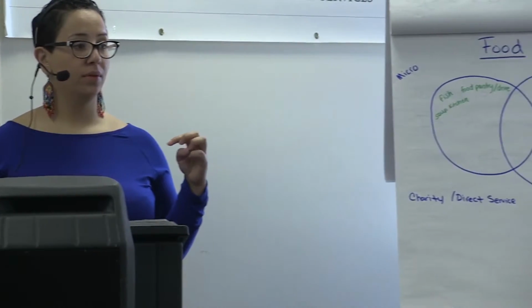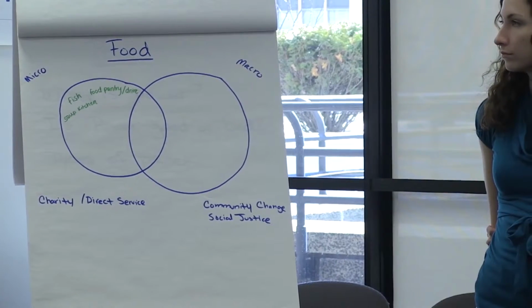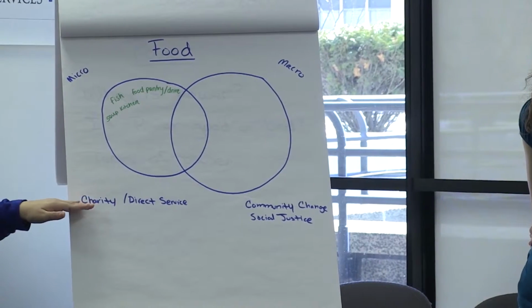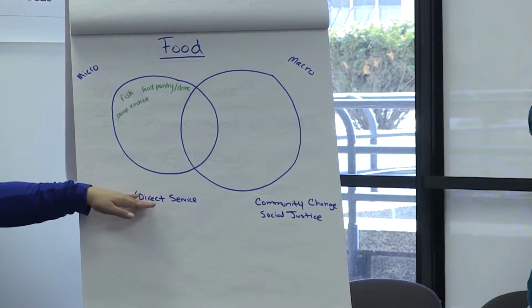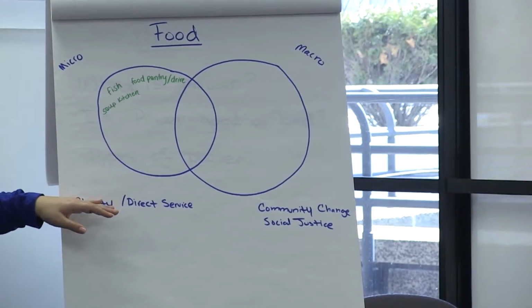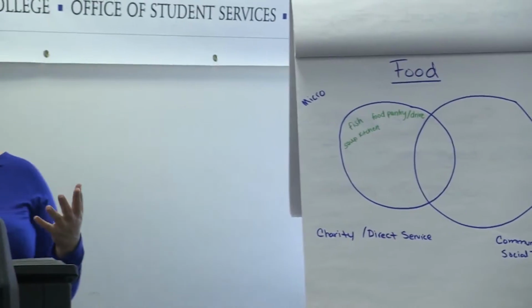So if we think about community change, what would that be if we had to define it? Changes to institutions and beliefs at the community level. Exactly. So charity is one-time or singular. Direct service is some type of institution in order to give out benefits. Community change and social justice is changes to the institutions in some way.